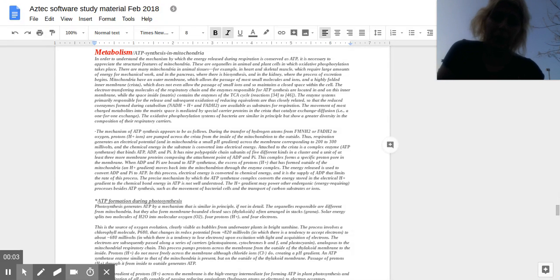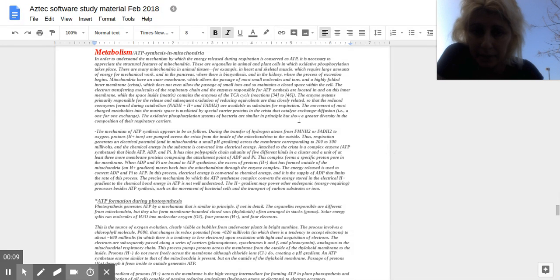Hi guys, we're continuing with life science and cell biology in a nutshell. We're learning about metabolism. This primarily occurs in the mitochondria of both animal and plant cells.